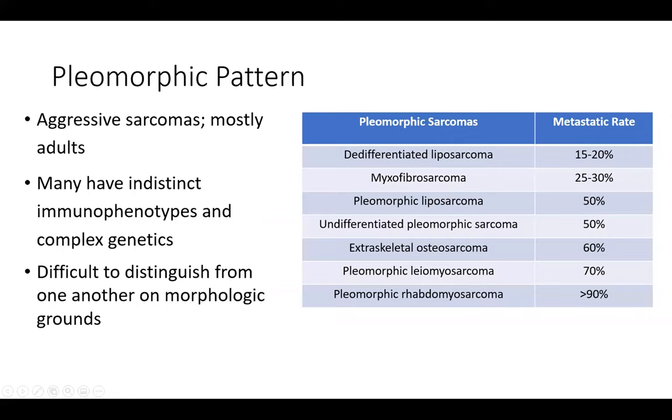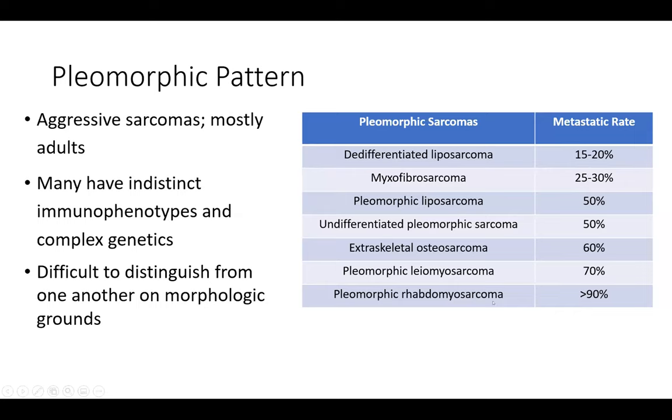And the last pattern to round out is a pleomorphic pattern. These are usually aggressive sarcomas, but of course, it's important to remember aggressive carcinomas as well. These typically occur in older adults, and many have indistinct immunophenotypes and complex genetics. So ancillary testing actually can be quite limited in utility in this morphologic pattern. These can be difficult to distinguish from one another on morphologic grounds. And I'll just point out that dedifferentiated liposarcoma has a lower metastatic rate compared to the other tumor types.